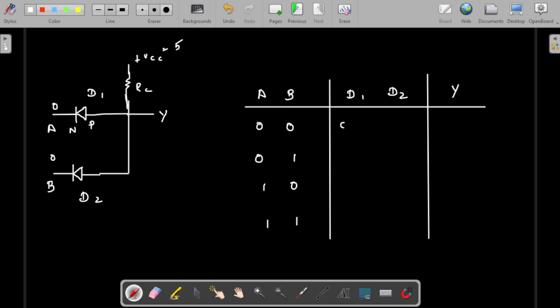This means both diodes will be on. D1 will be on, D2 will also be on. If that is the case, the output is directly shorted to the input, any one of the inputs. As both inputs are 0, the output will also be 0. So this is how the logic gate will work.